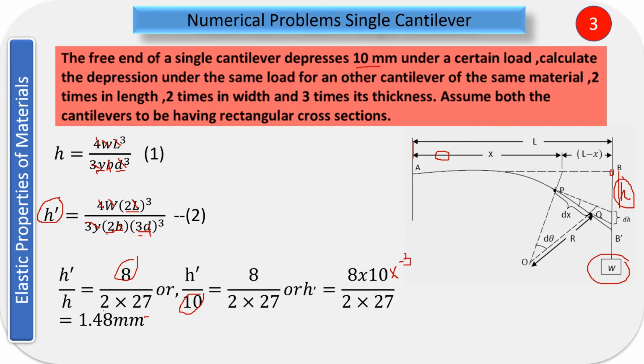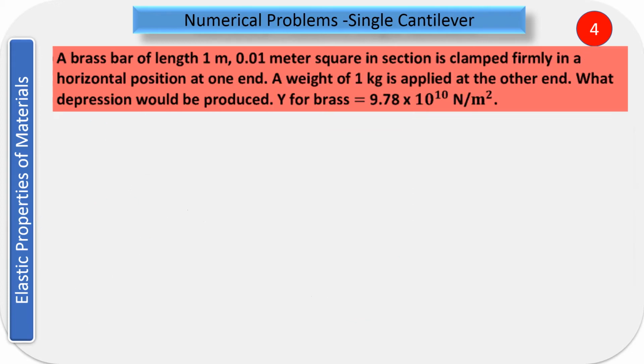So H dash will equal how much? 8 upon 2 into 27, into 10 to the power minus 3. So 8 into 10 to the power minus 3 upon 2 into 27. Just calculate, you will get 1.48 millimeter, that is 10 to the power minus 3. This is the value of the depression in the changed cantilever. So you do it comfortably. You should not have any problem in this. Let's move to the next problem on the cantilever.